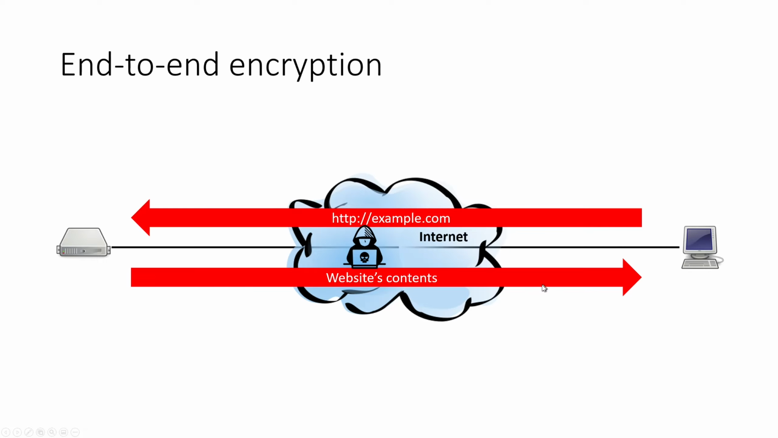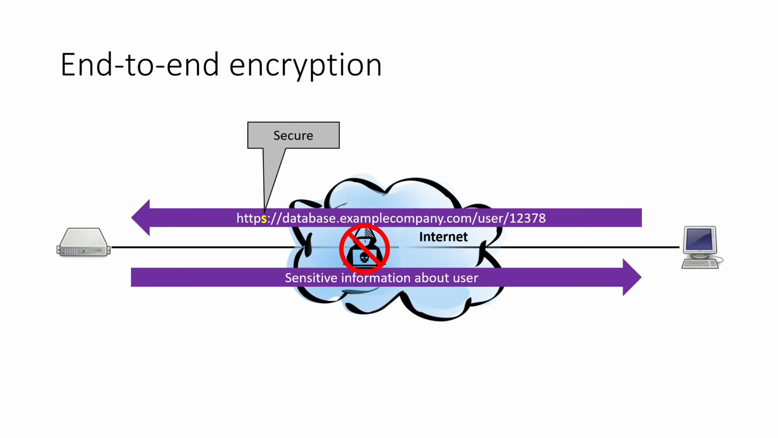Well, you might say that it's not a problem for example.com, but if the user is accessing some database and querying for some information about a user, then the web server will respond with sensitive information about the user, and then having someone listening to this interface in the middle of the path is quite a problem. So this is where end-to-end encryption comes in.